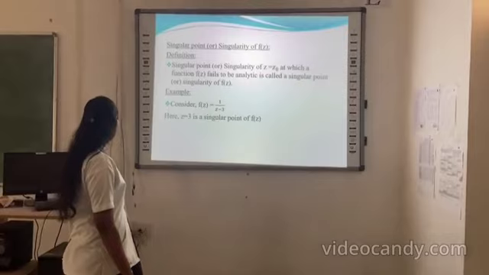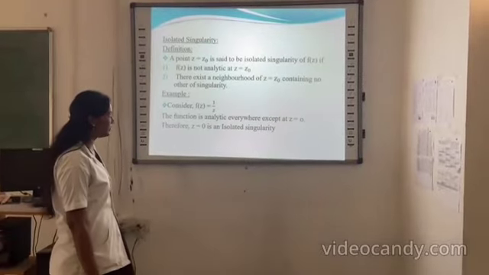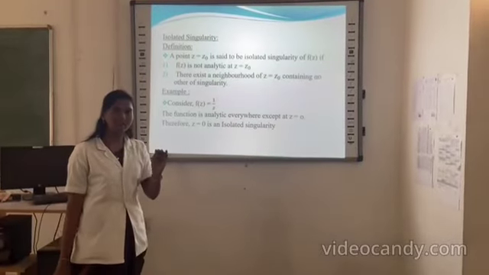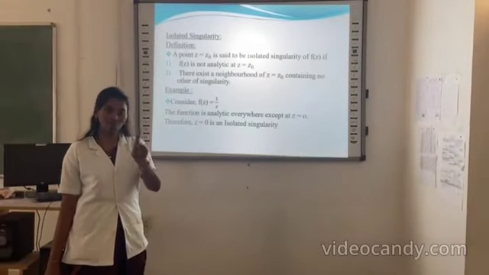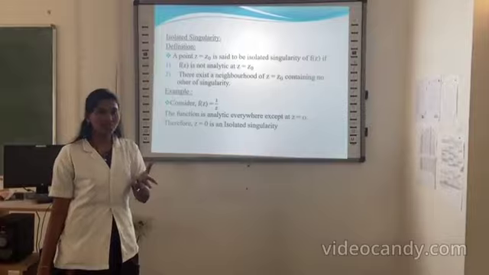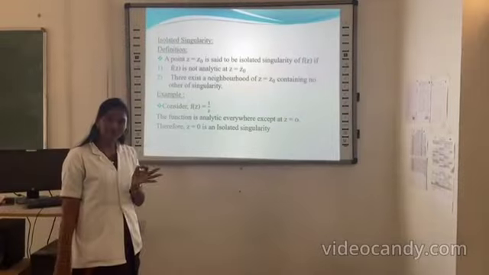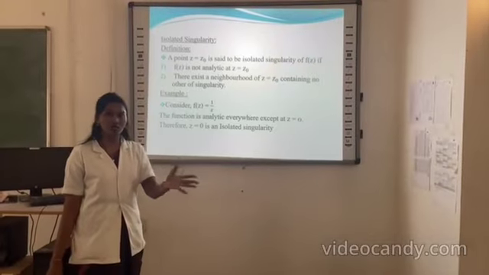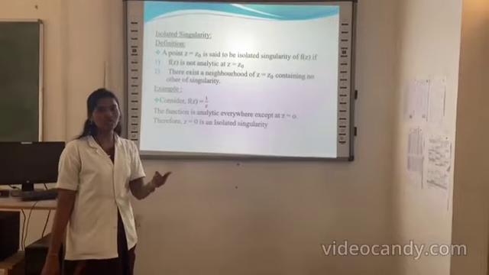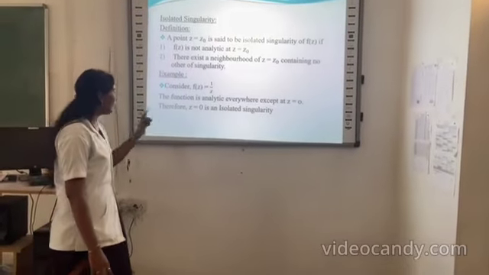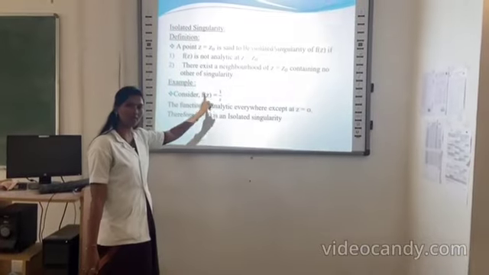The next definition is isolated singularity. An isolated singularity is a singularity where the condition is satisfied at exactly one point, not at any other point. If the function satisfies the singularity condition at exactly one point, that point is said to be an isolated singularity. So now we look at an example: consider f of z equal to 1 divided by z.